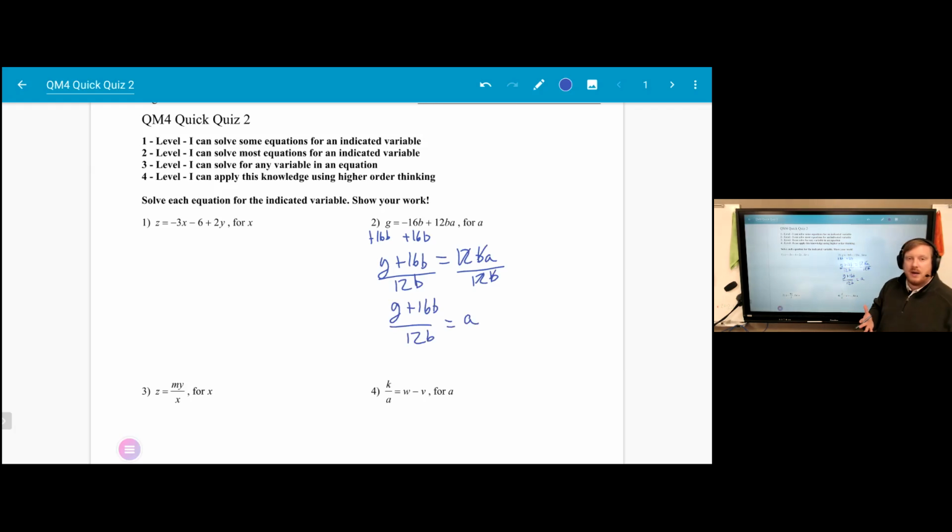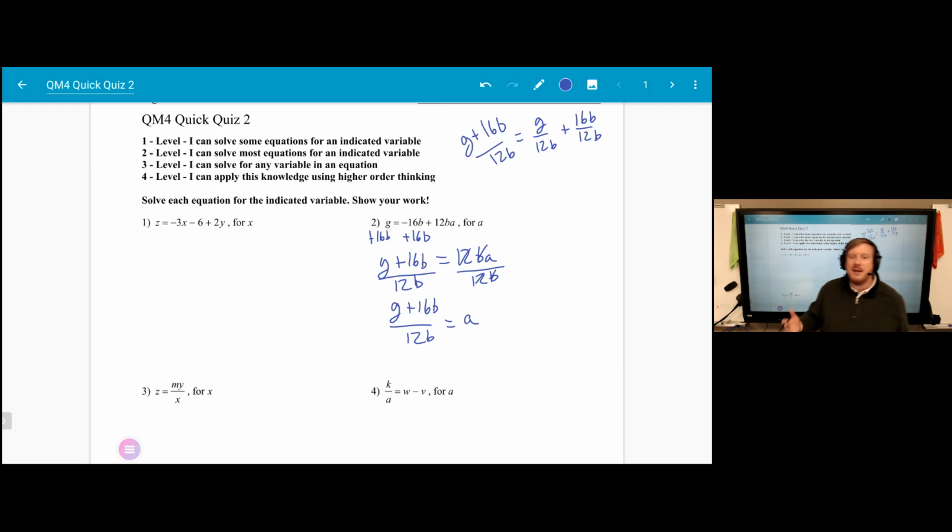Now, this is a great way to look at it. If you think about fractions and adding fractions, you could say that G plus 16b divided by 12b is the same as G divided by 12b plus 16b divided by 12b. Again, what I'm doing right there is taking what we normally do. We normally have two separate fractions that we add together. In this case, I'm taking one that's been added together and breaking it apart.